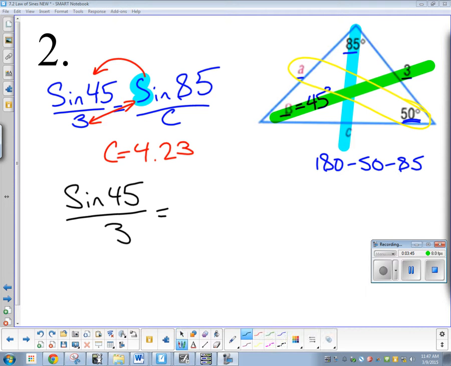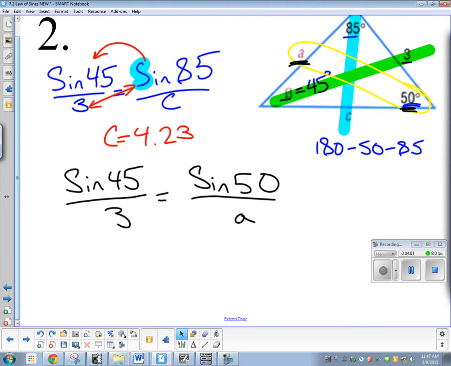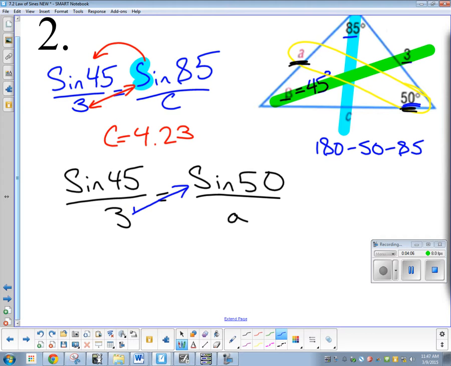So sine of 45 over 3. Then if I'm solving for A here, I'm going to take the sine of 50 over A. There's my setup. Okay, I'm technically doing cross-multiplying to solve this. Since I just got new students in the room, I'll write it out for them. So 3 times sine of 50 is equal to A times sine of 45.